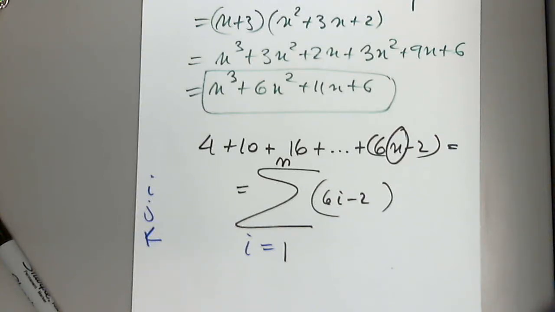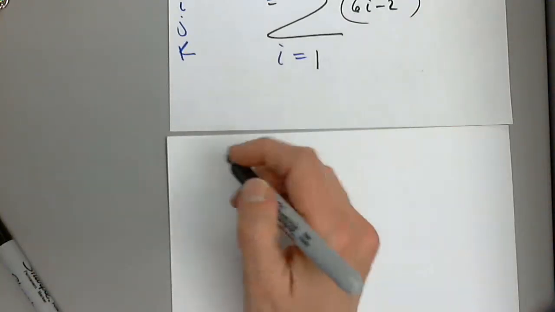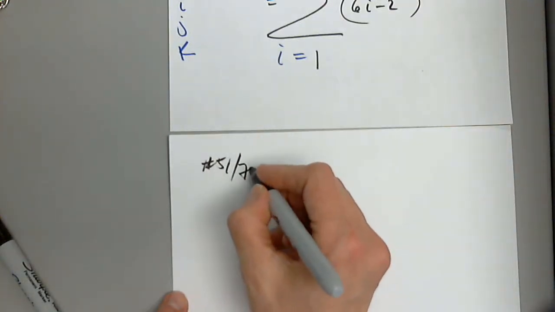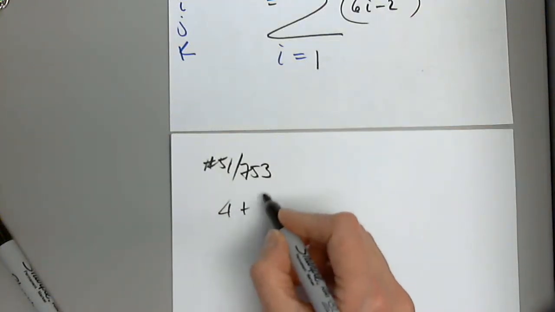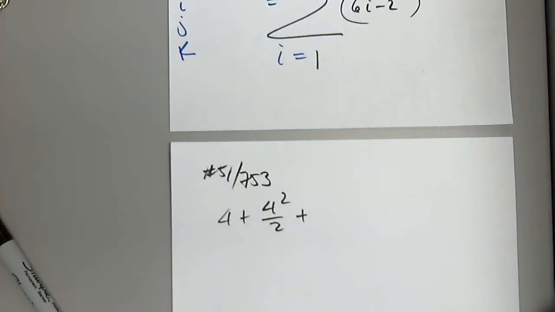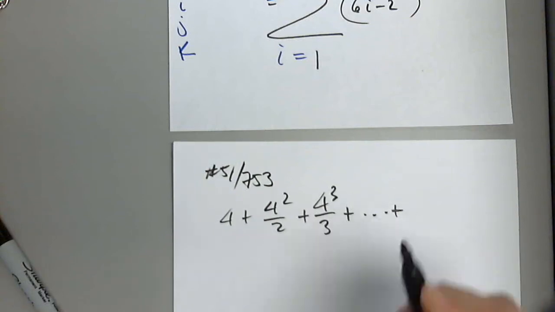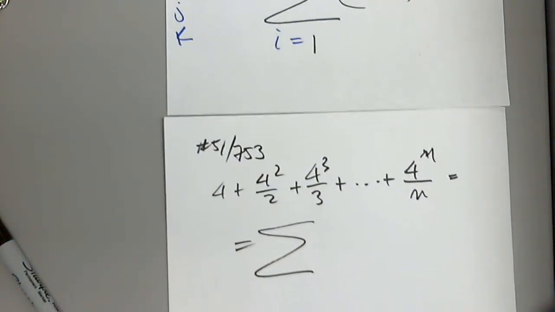Okay. So let's look at 51. I don't think we did 51, but if we did, please tell me and we'll choose another. This is 51 on page 753. Ready? 1/9 plus, no, that's 52, of course. 4 plus 4 squared over 2 plus 4 cubed over 3 plus dot dot dot plus 4 to the n over n. And they're asking us to write the sum.